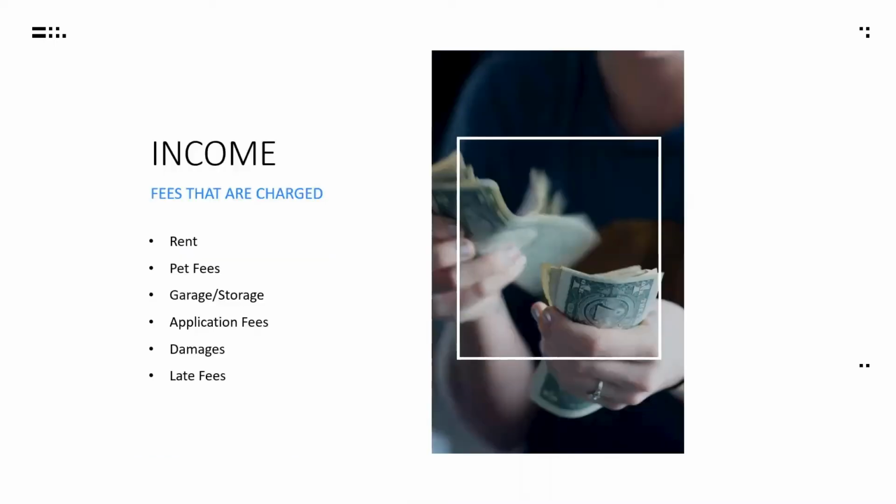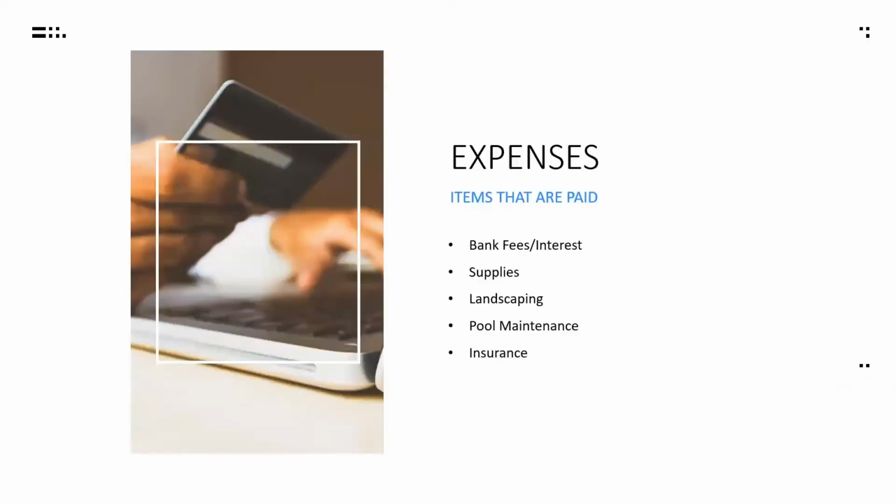Next up is income. Incomes are going to be fees that are charged. So for example, rent, pet fees, garage or storage fees, application fees, damages, and lastly, late fees. The last section of the chart of account, as I mentioned before, is expenses. These are going to be items that are paid. So for example, bank fees or interest, supplies, landscaping, pool maintenance, or insurance.